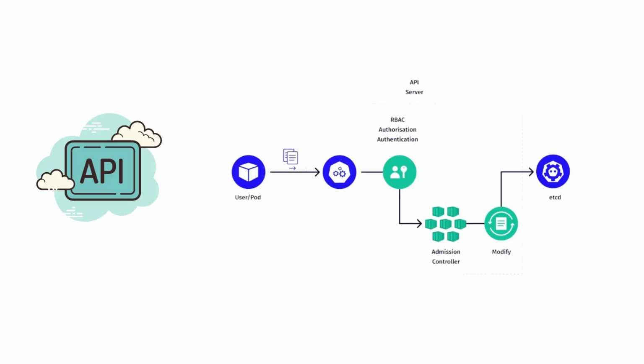Another important function of the Kube-API server is admission control. The Kube-API server uses admission control plugins to validate and modify requests before they are saved in etcd. Kube-API server ensures high availability. The Kube-API server can run multiple instances behind a load balancer. It also uses techniques like leader election to make sure the API remains accessible even if an instance fails.